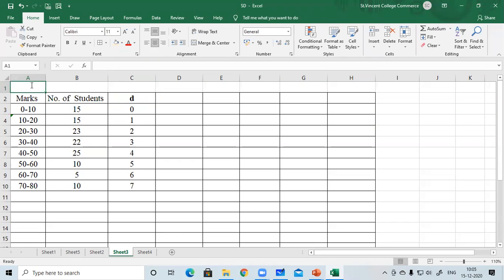So again, this is your classification and frequency, which is denoted by the alphabet f. So the next column we require is fd, which is f multiplied by d.